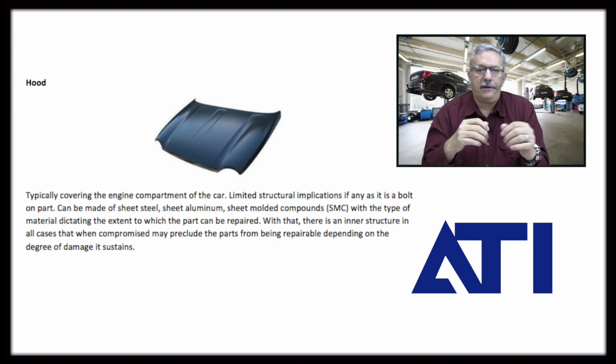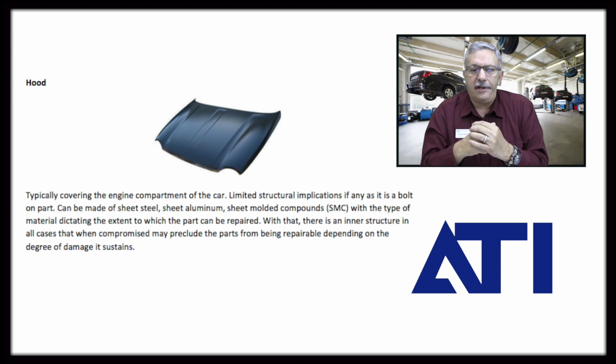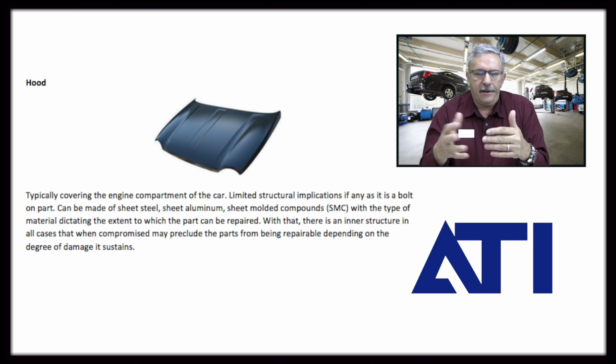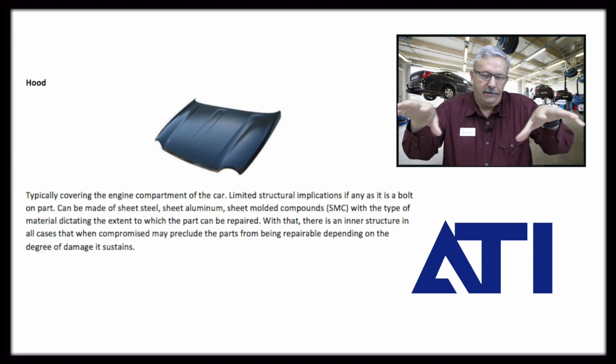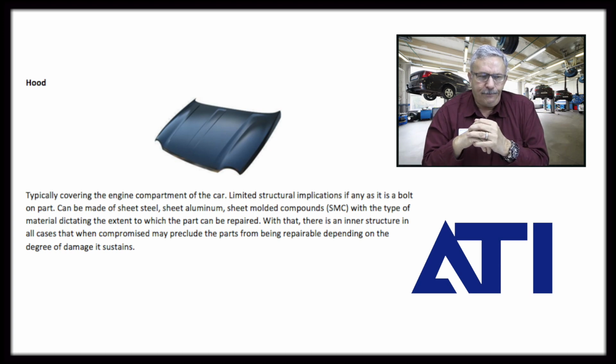So that's real important. The other piece of this is sheet molded compound hoods, which you will see on Corvettes, and there's quite a few cars that have them. Underneath the hood, if you flip the hood over, you'll see a kind of structure. Now, if that structure is sheet molded compound and it's broken, that hood's got to be replaced.